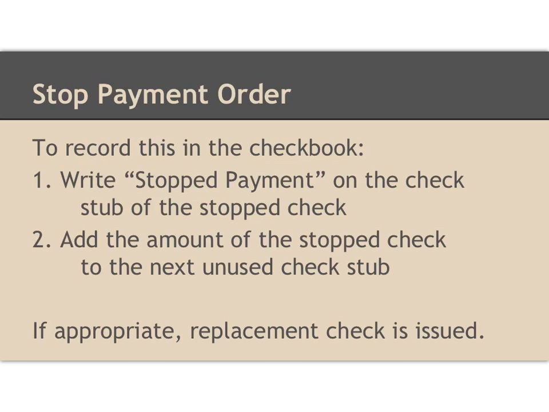And then, since that's money you thought you had spent that you hadn't actually spent, that's money that should be going back into your checking account balance. It goes back into the checkbook balance, it goes back into cash and bank, and as a result, you will need to add the amount of the stopped check onto the next unused check stub. And if it's appropriate to replace the check with a new one, you would go ahead and do that at that time.